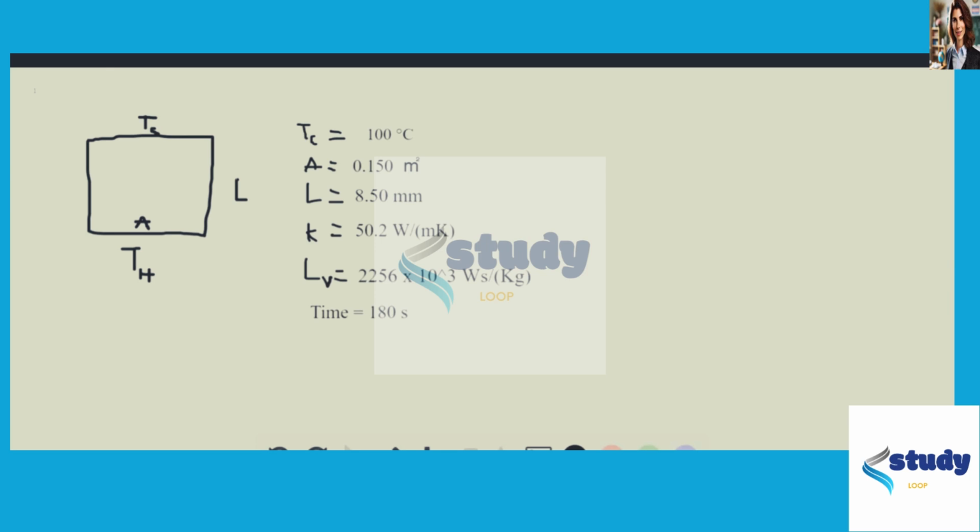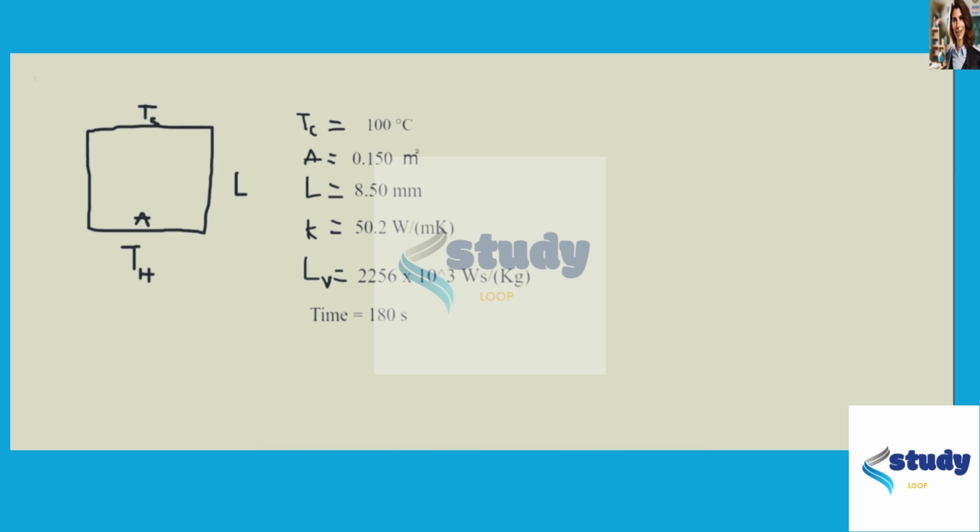In this question, we have a pot of steel being heated in a hot stove, and we are boiling water here. So the water is at 100 degrees Celsius, and a portion of the water is being evaporated every 3 minutes. So 3 minutes is 180 seconds.